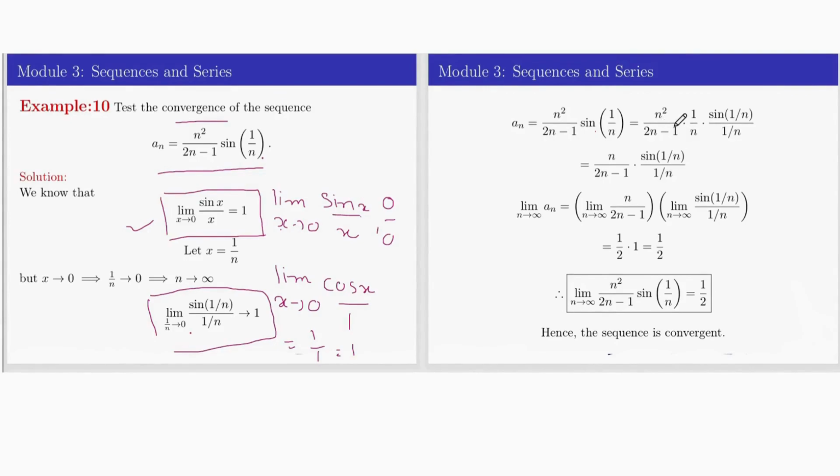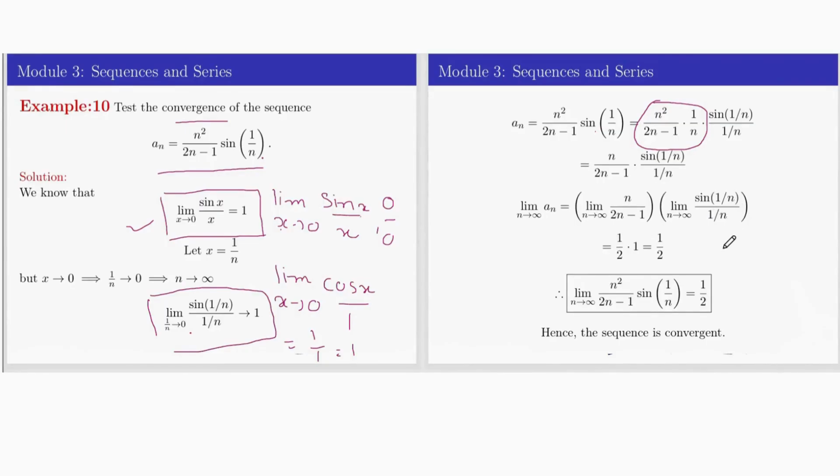Here 1/n is cancelled out. So what we get? n upon 2n minus 1. Okay, so rearrange this term. So what we get? n upon 2n minus 1, and keep this term as it is, sin(1/n) upon 1/n. Now apply limit. Limit n tends to infinity a_n is equal to limit n tends to infinity n upon 2n minus 1 and limit n tends to infinity sin(1/n) upon 1/n.